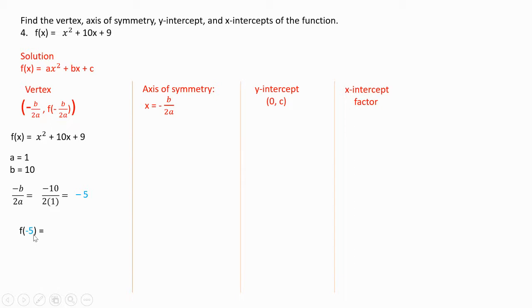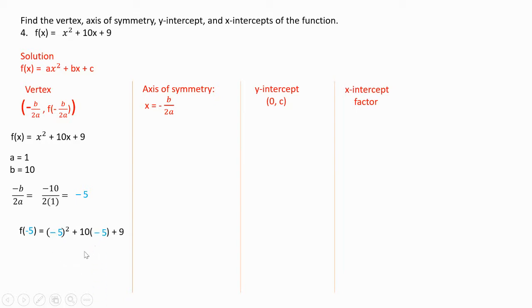Now I need to find f of -5, right? Because this is what this means. Once I find my x on the vertex, all we do is plug it back into the original. So it was -5, so I'm going to find f of -5, go back to the original problem, which is right here. So I'm going to plug -5 where the x is. So -5 goes there, and -5 goes there.